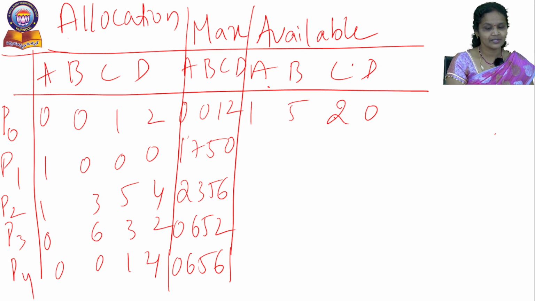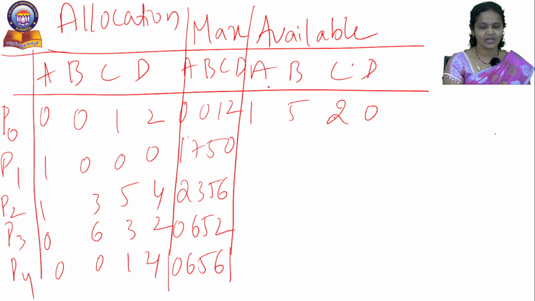Coming to this allocation matrix, the meaning of this allocation matrix is that currently these many resources are allocated to process P0. As I said, we have 5 processes and 4 resources. The resources are A, B, C and D. Currently 0 instances of A have been assigned to process P0. Similarly, 0 instances of resource B are assigned to process P0, 0 instances of C, and 2 instances of D are assigned to process P0.